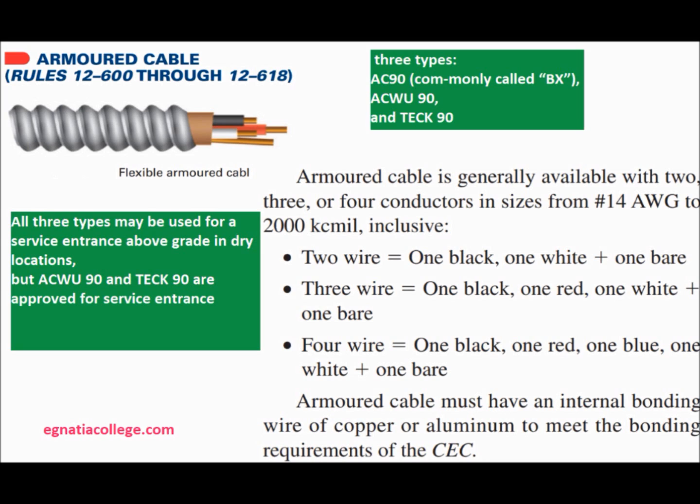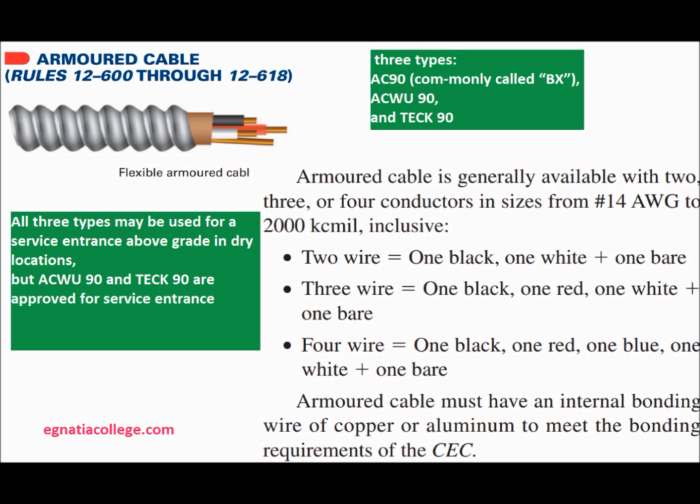Armored cable is an assembly of insulated conductors in a flexible metallic enclosure. Armored cable may be used in a variety of locations depending on the type of jacket on top of the armored cable and the location for the cable. All three types may be used for a service entrance above grade in dry locations, but ACWU90 and TECK90 are approved for service entrance. Armored cable is generally available with 2, 3, or 4 conductors in sizes from number 14 AWG to 2000 kcmil inclusive.